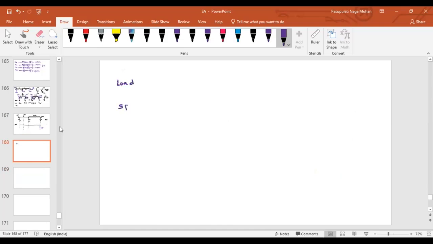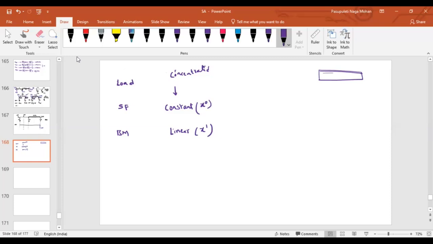Load, shear force diagram, bending moment diagram. If the load is concentrated, your shear force diagram is constant. Constant means what is the power? Slope will be 0, sir. The slope will be equal to 0, or you can say x to the power 0. Your bending moment will be linear, x to the power 1. Add one more degree.